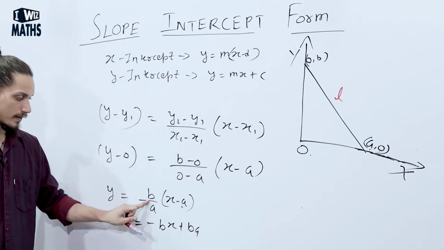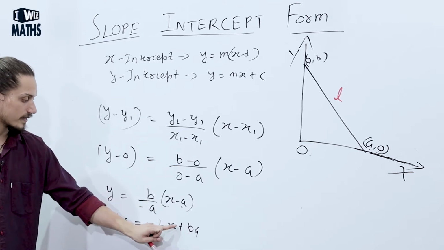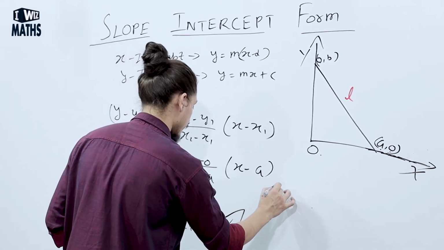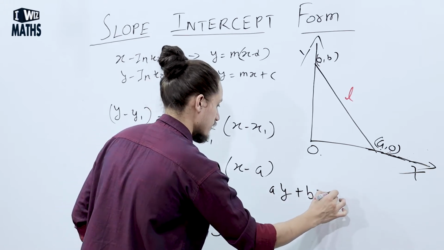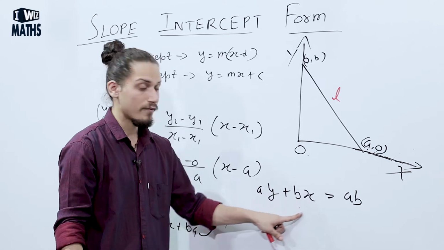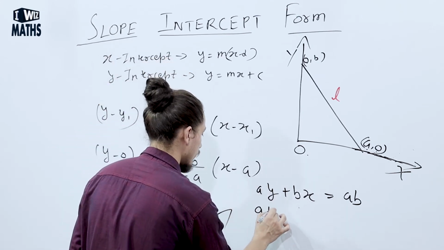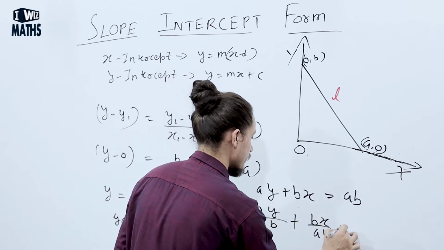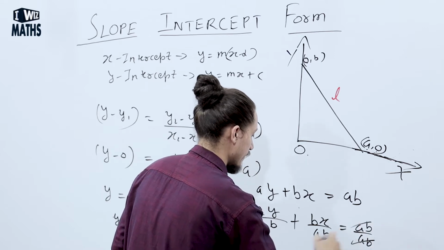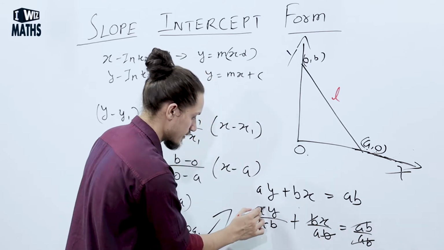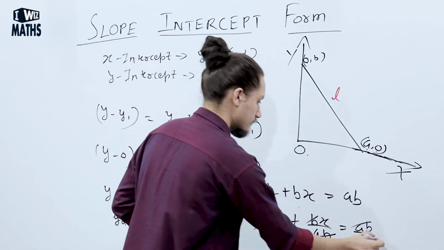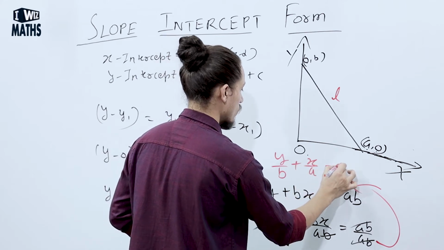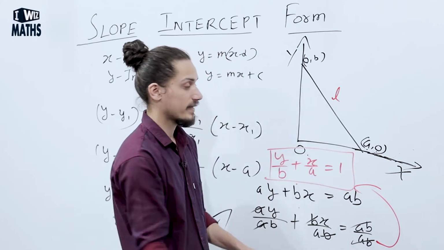अब यहाँ पे नेगेटिव साइन था, माइनस बी के साथ ब्रैकेट ओपन करा, we get minus b x and positive b a. So rearranging this equation we get a y plus b x is equal to a b. Now dividing every term by a b we get a y upon a b plus b x upon a b is equal to a b upon a b. ए बी से ए बी कैंसल, b से b कैंसल और यहाँ पे a से a कैंसल. So we get y upon b plus x upon a is equal to 1, which is the equation of line in intercept form.